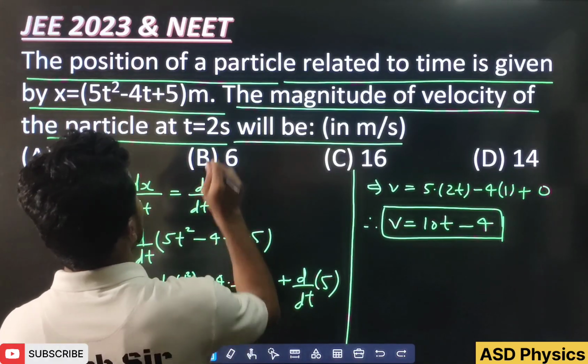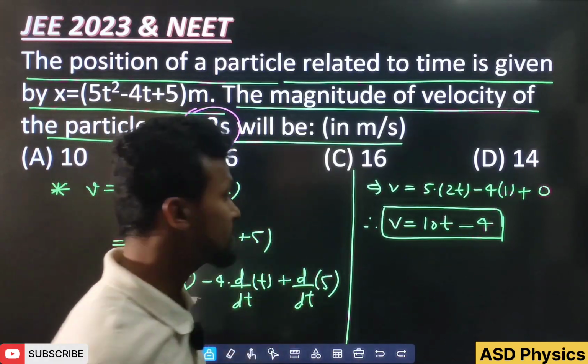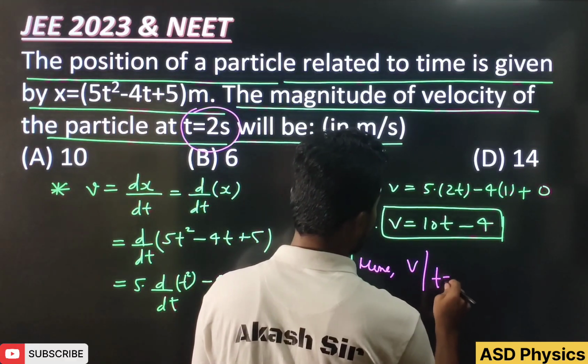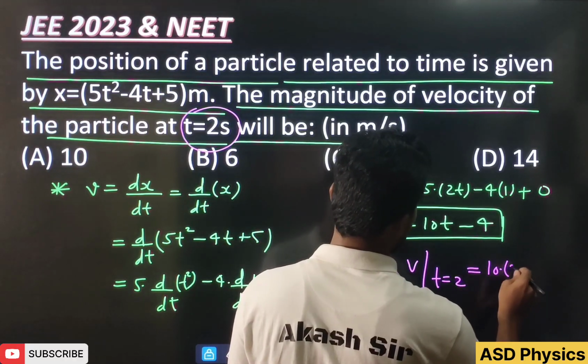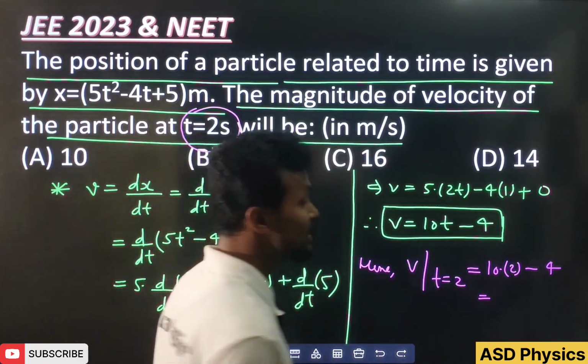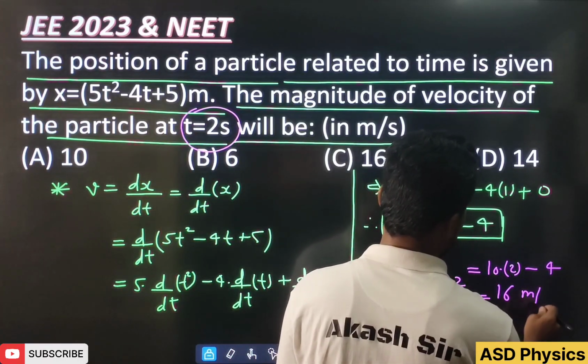They are asking at t equal to 2 seconds. So I can write here, hence velocity at t equal to 2 is given here. See, 10 into 2 minus 4: 10 into 2 means 20, 20 minus 4, how much here? 16 meter per second square.